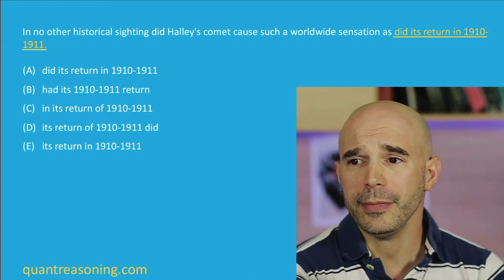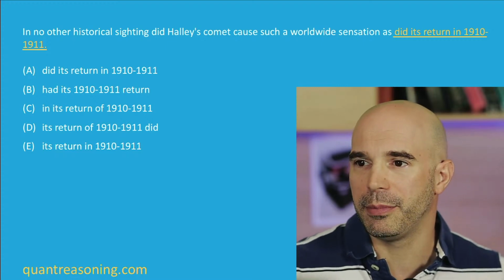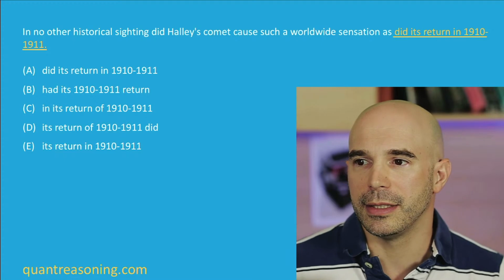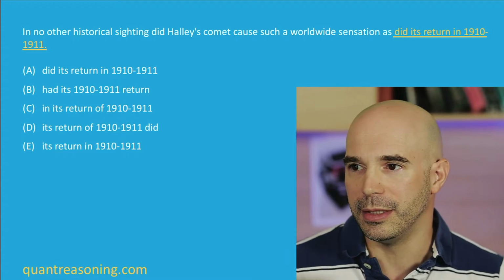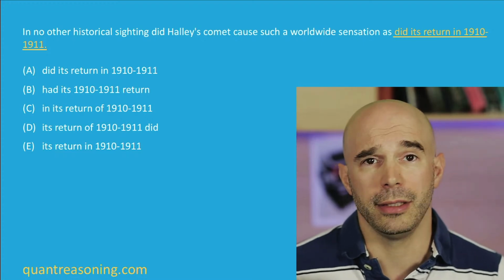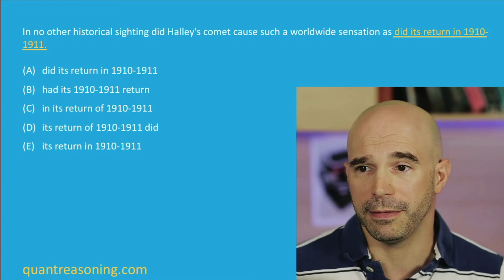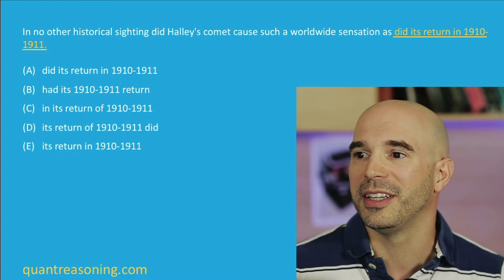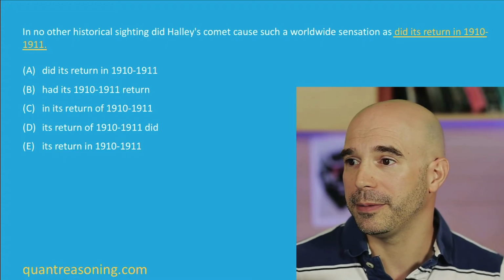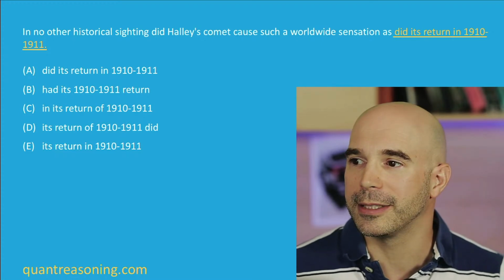So just to give you an example with this sentence, what I mean by details. Historical sighting is a detail. Halley's comet is certainly a detail. The word cause is not a detail. That's structural, because you've got cause and effect. In no other is a structural thing, because you have a comparison there. Worldwide sensation, that's a detail.